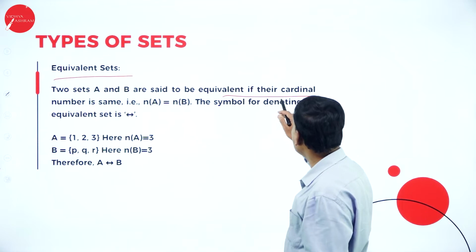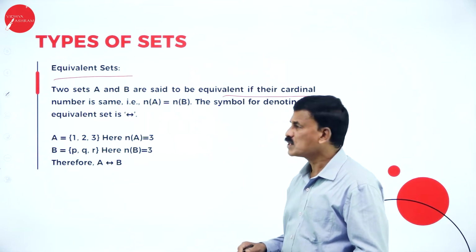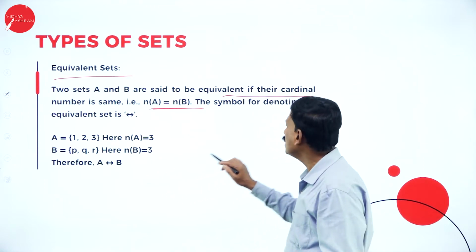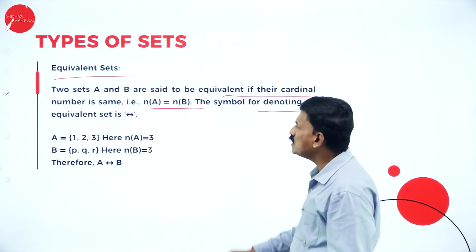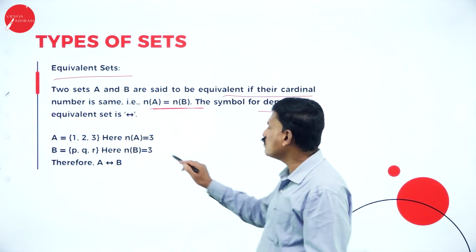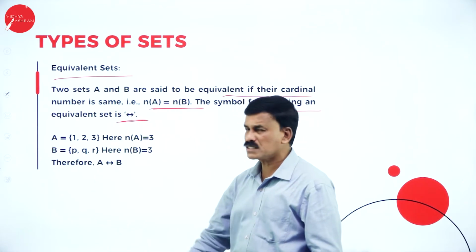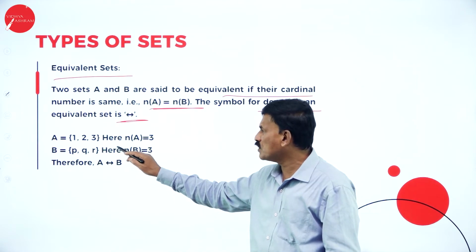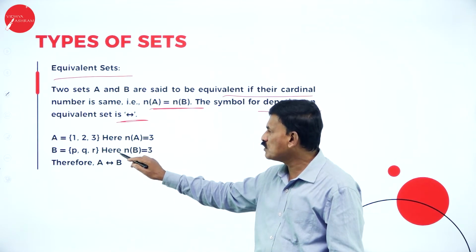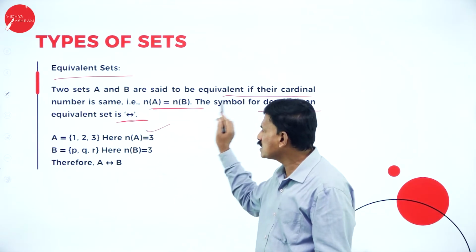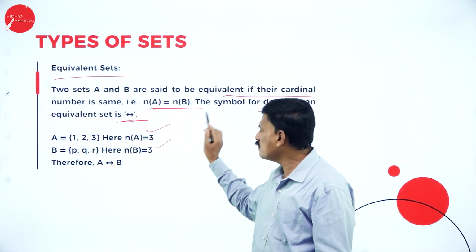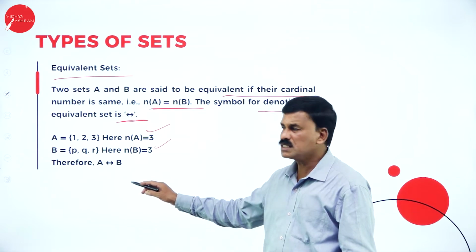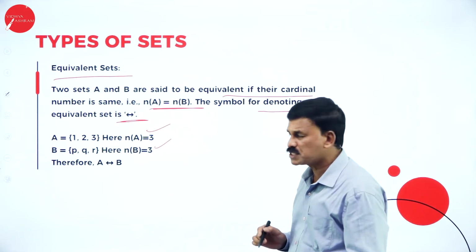If their cardinal numbers are the same, that is, the number of elements in set A is equal to the number of elements in set B, then the two sets are said to be equivalent, and symbolically we represent this as equivalent sets. Now let us consider, for example, A = {1, 2, 3} and B = {P, Q, R}. The number of elements in set A is 3 and the number of elements in set B is 3. So n(A) = n(B), denoted as A is equivalent to set B.